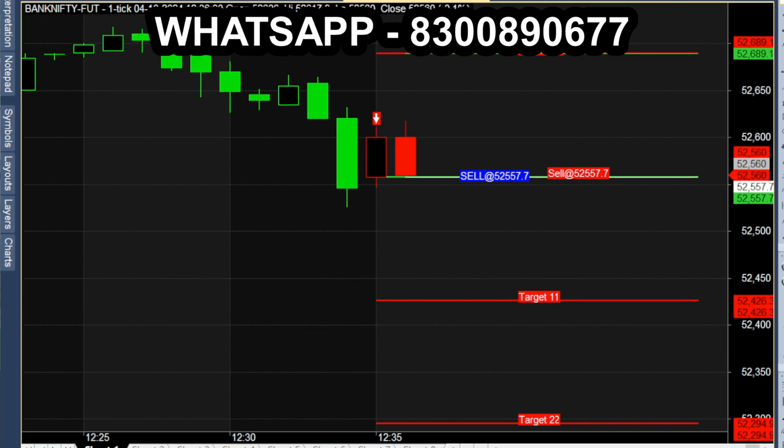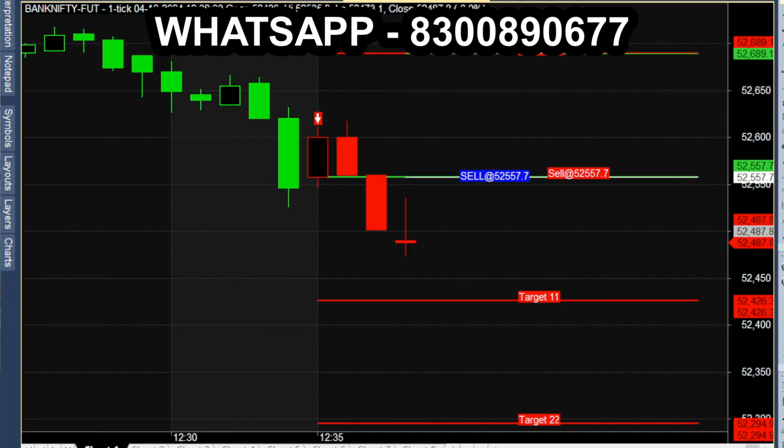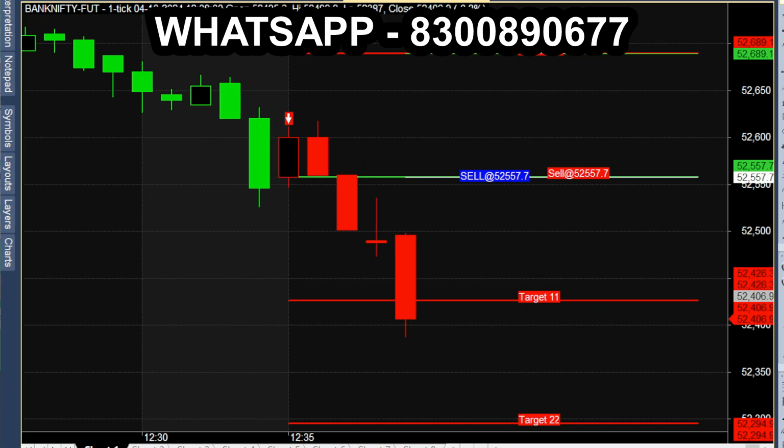So the entry is sell at 50,557. So from 557 to 426, it's a 130 point first target range, more than 100 point first target. First 2 minutes the market traded in the entry point range with flat momentum and then started to move in bearish direction. In the next 3 candles, it successfully broke out the first target range. Within 5 minutes of the sell call being generated, it broke out the first target range.